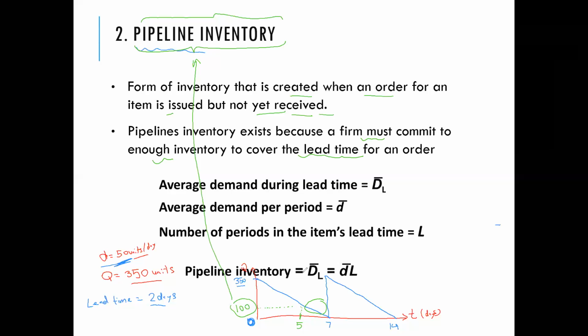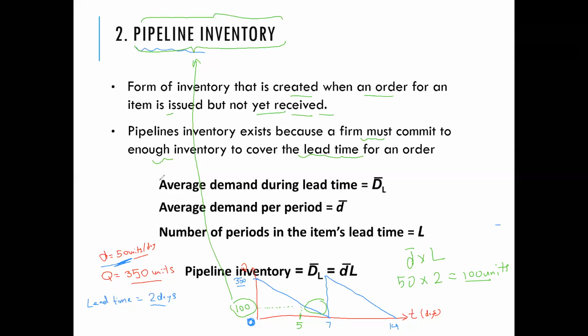Now, the formula for pipeline inventory is relatively straightforward. It's the average demand times the lead time. The average demand in this case was 50 units per day. The lead time was 2 days, so 50 times 2 is 100 units. And that is our pipeline inventory. So that is the second form of inventory.